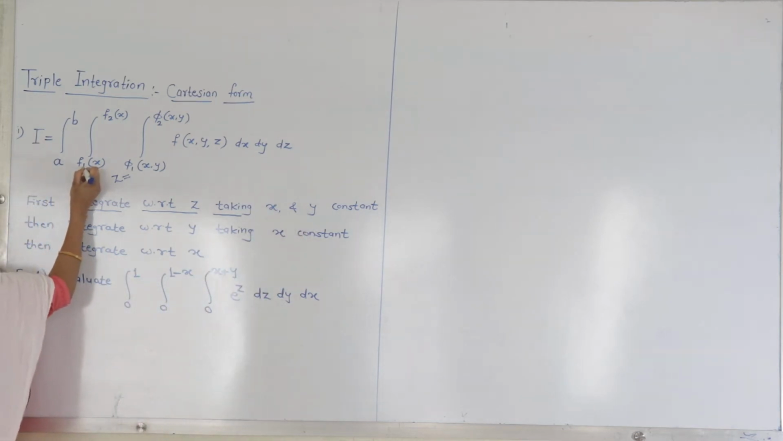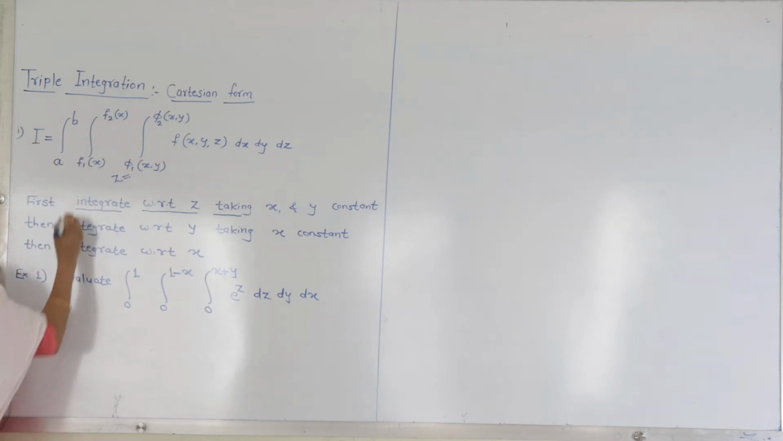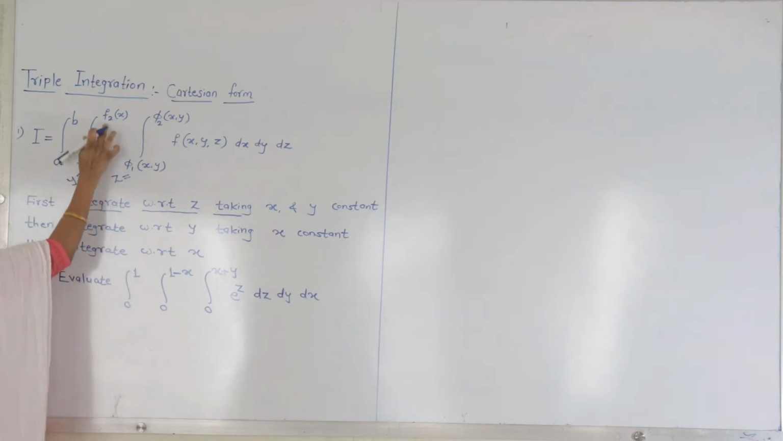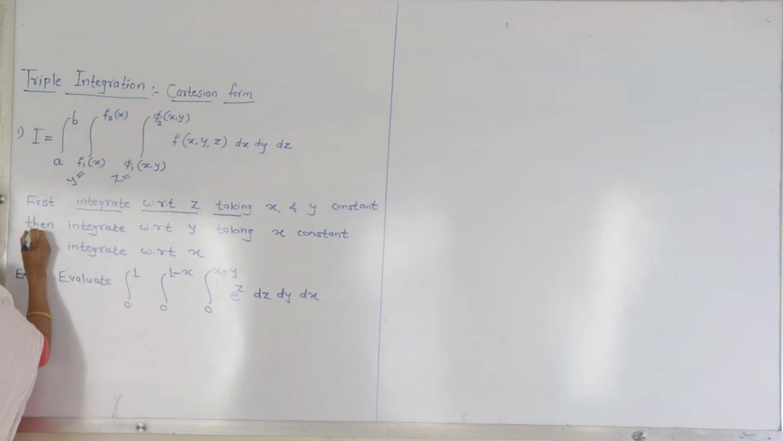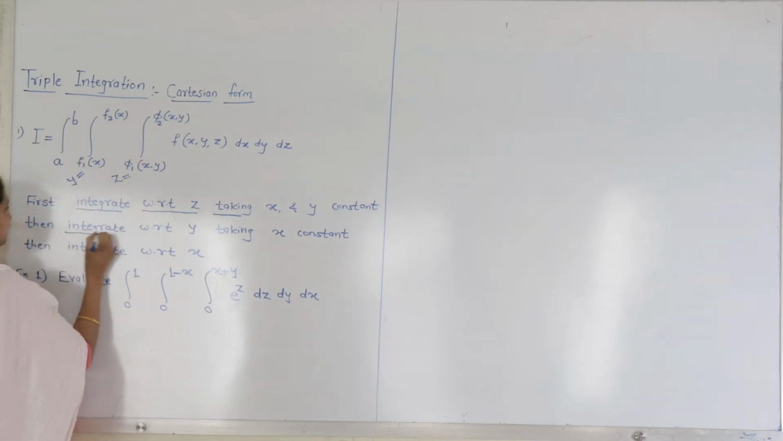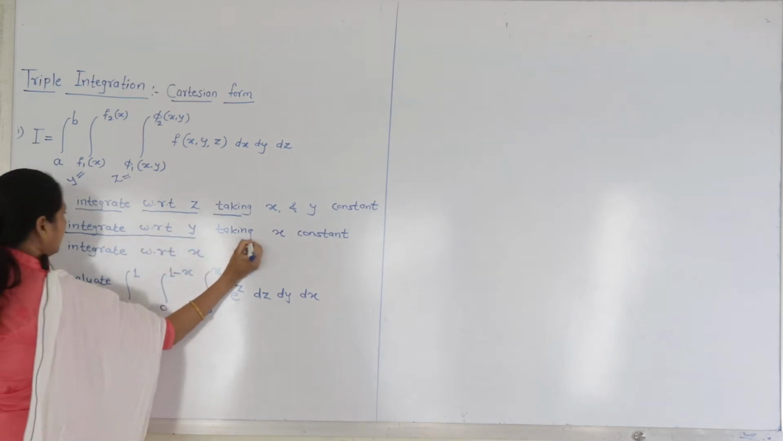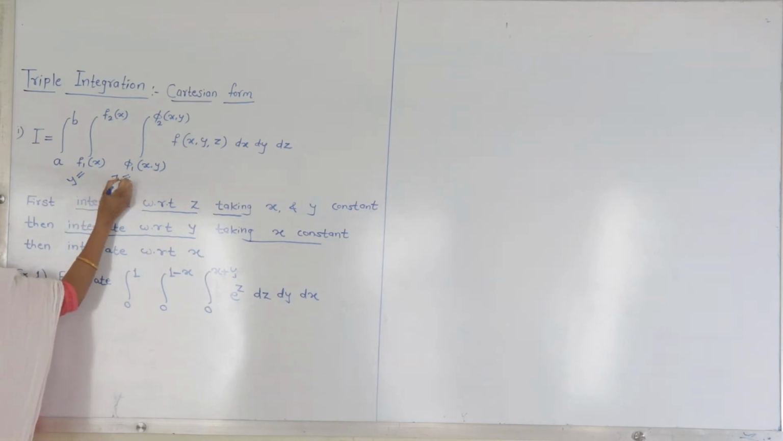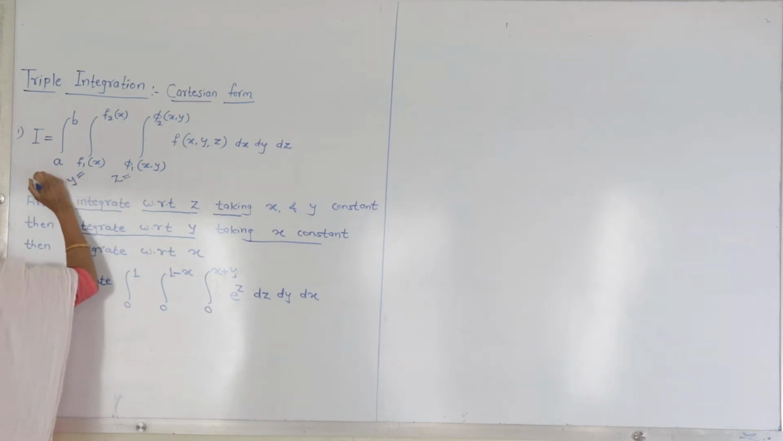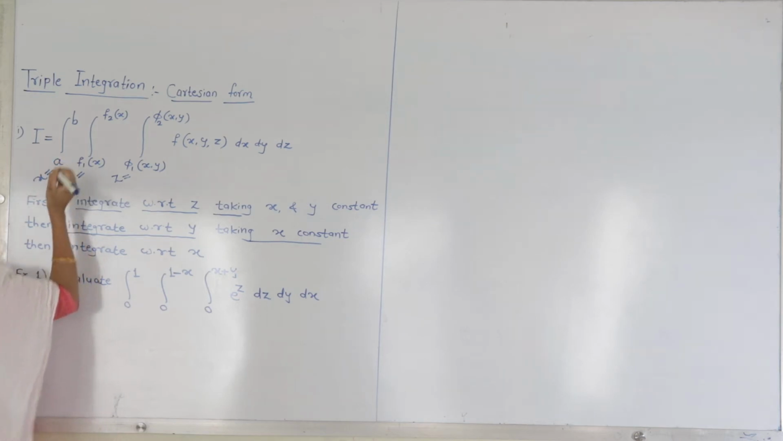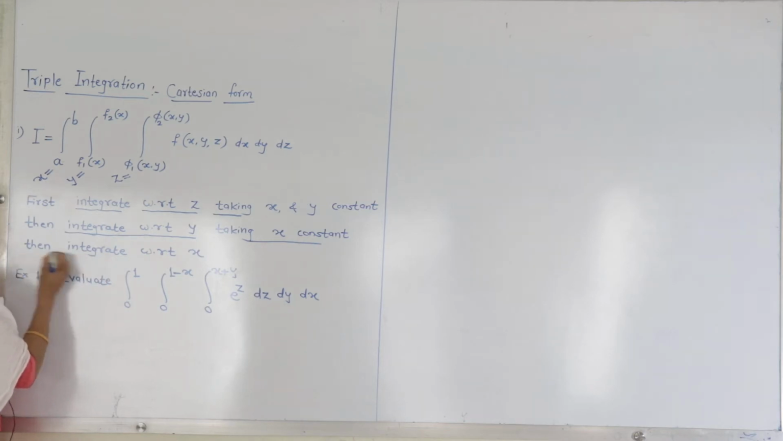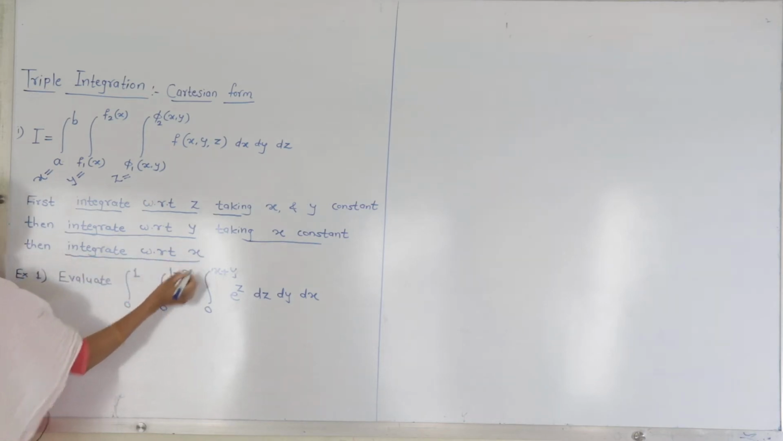Now second limits f1(x) to f2(x) are functions of x. These are values of y, y is equal to f1(x) to f2(x). Next we integrate with respect to y taking x as a constant. And now after z and y, outer limits are constant and these are values of x from a to b. Then in the last, integrate with respect to x.